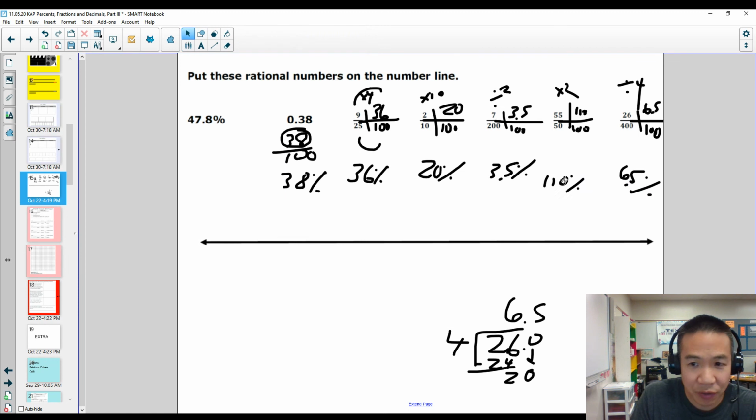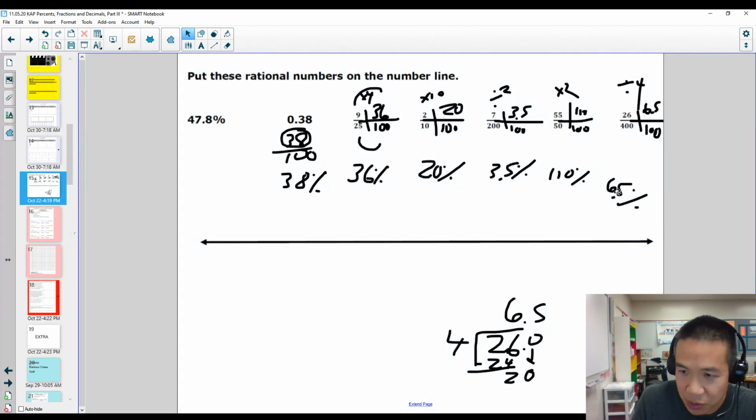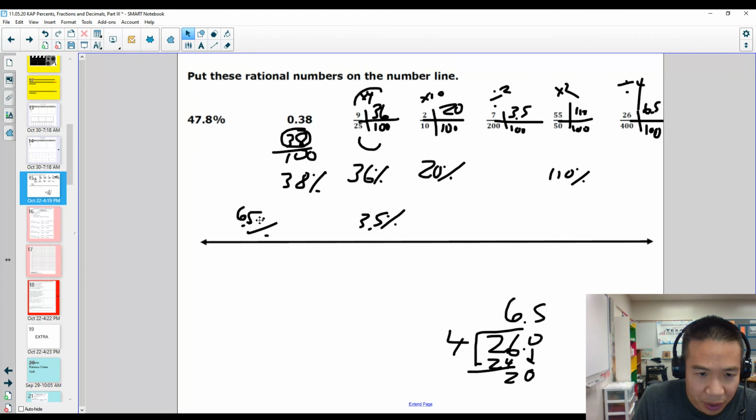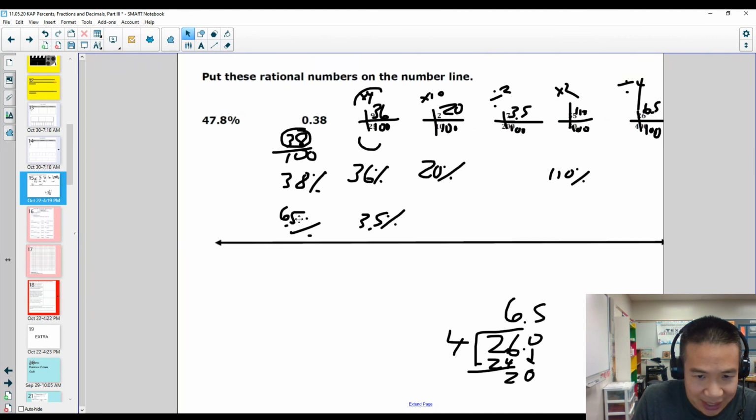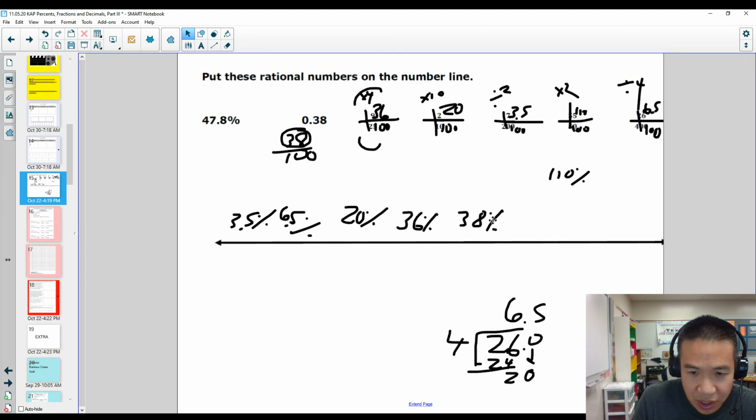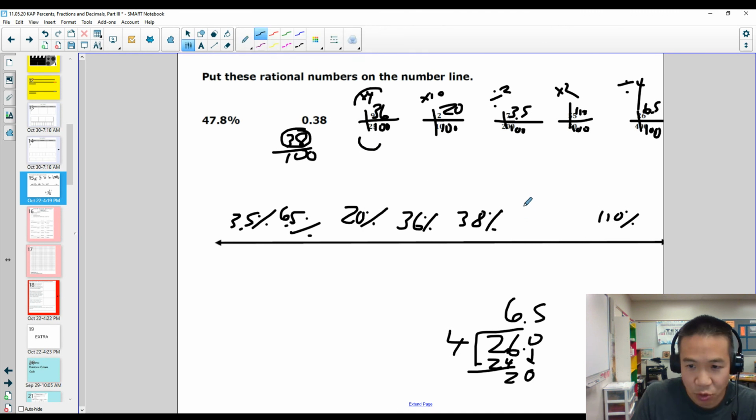So what is the least of all? I wonder if I can move these separately. Oh, good. So 6.5% is the least. Then, 3.5% is the least. Then 6.5%. Then 20%, 36%, 38%, 47.8%, 110%. So this would be 47.8%. And that's how you do it.